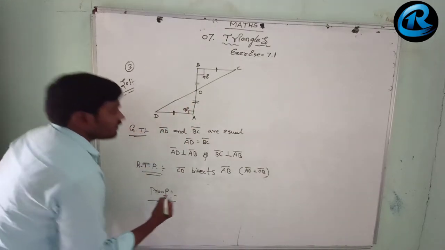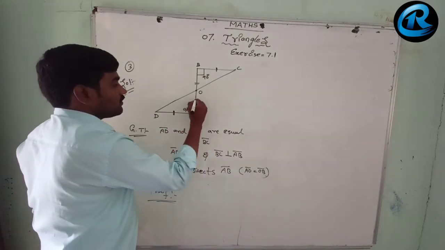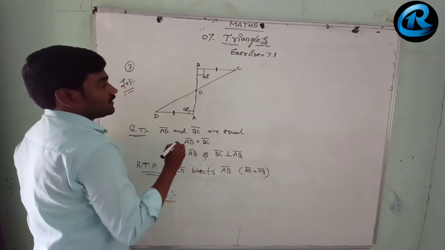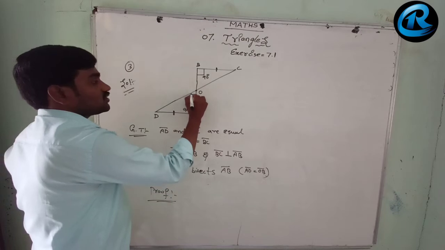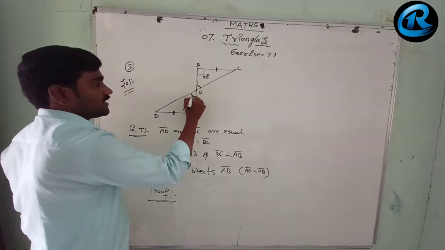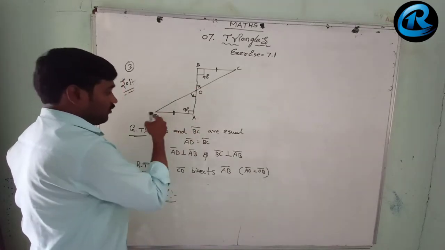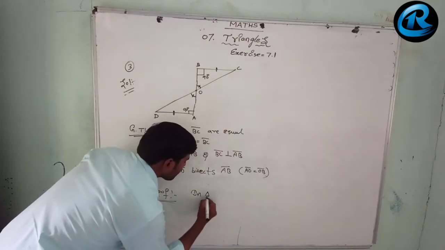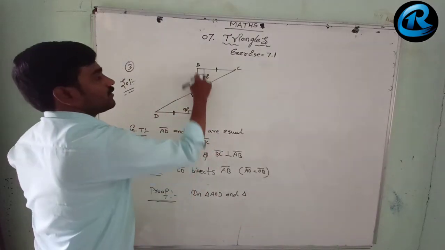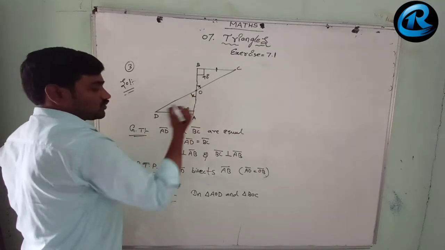We have to show this. This is not at all given. We have to show it here. See here, these two angles are known as vertically opposite angles. Vertically opposite angles are always equal. Now let me take a triangle AOD and a triangle BOC. First of all, we show that these two triangles are congruent.